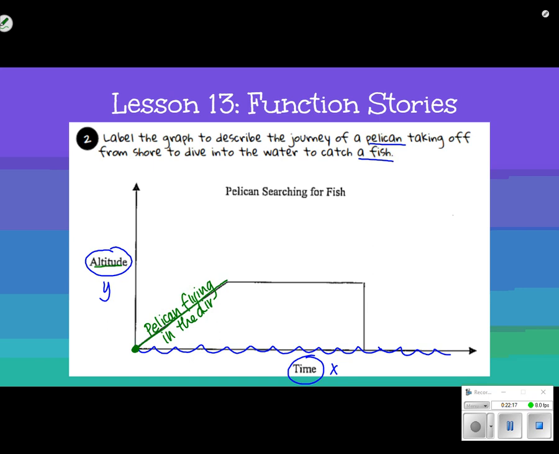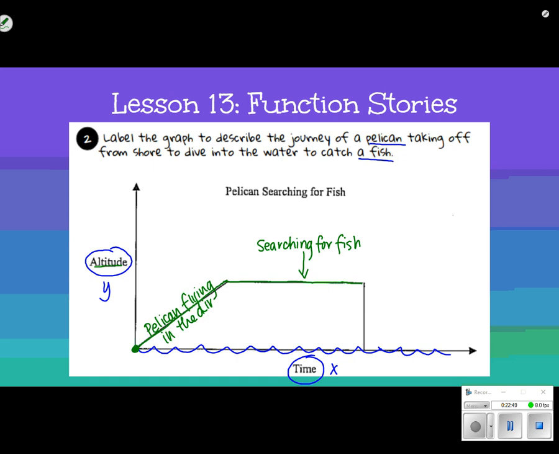Now it has a flat piece here. Time is continuing on, but its altitude remains the same. So this is where it has reached a certain height and it is doing the actual searching for fish. So it is at like an optimal height. It is scanning the water for a fish, and so it's trying to stay at that same height, that perfect height for hunting.